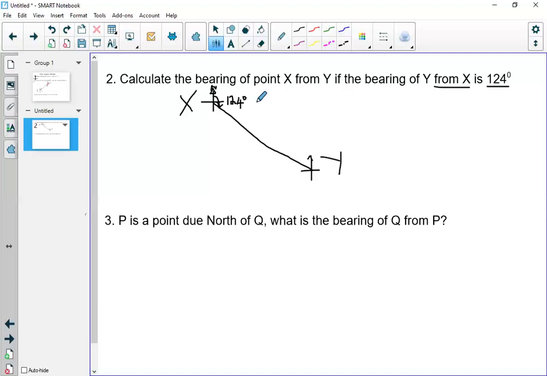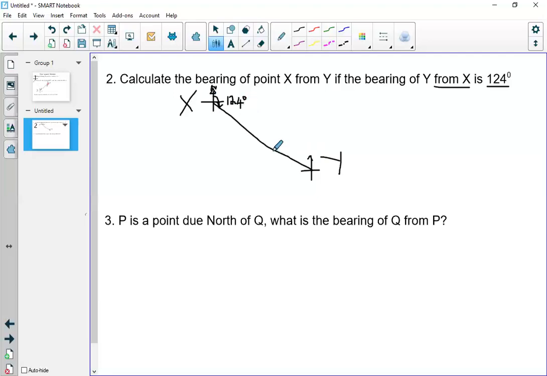So next, we go further to look at the question again. It says calculate the bearing of point X from Y. So what we have here now is the bearing of Y from X. That is, what position is Y located looking at it from X? What angle is Y from X? So Y is located at the bearing of 124 degrees from X. When you move from the north pole of X to the line that joins Y, that angle is 124.